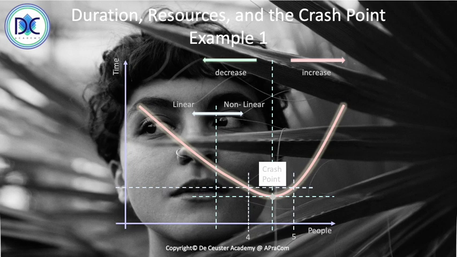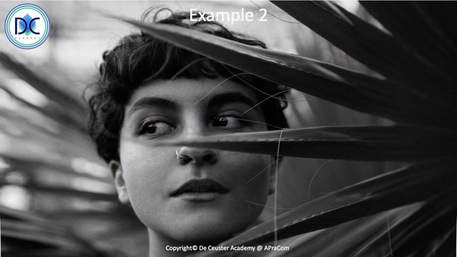Here we have the case that when we have 4 or 5 people working on the activity, the duration is basically the same, which means there is no need to add a 5th person to the activity because it will not improve the duration. It will only add costs. So in this case, we strictly stay to the left of the crash point and we select 4 people to work on the activity. In the second example, we have a different situation.